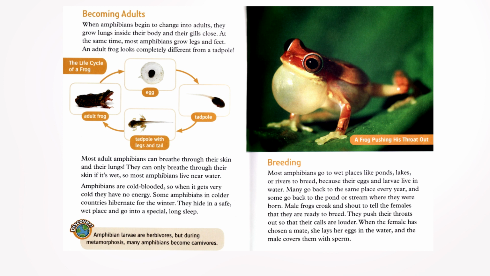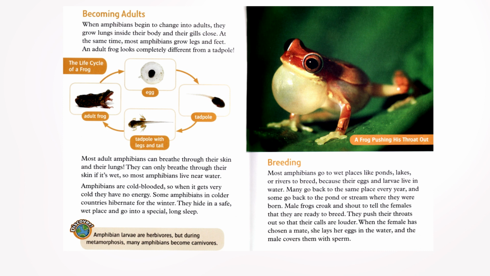Amphibians are cold-blooded, so when it gets very cold, they have no energy. Some amphibians in colder countries hibernate for the winter. They hide in a safe, wet place and go into a special long sleep. Amphibian larvae are herbivores, but during metamorphosis, many amphibians become carnivores.